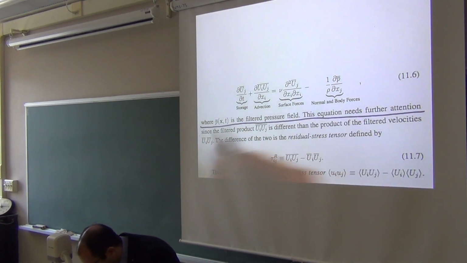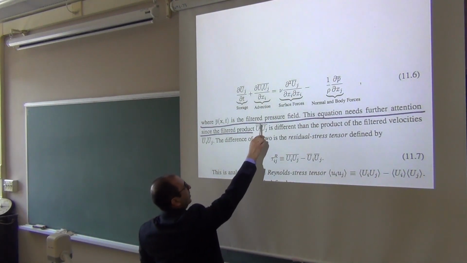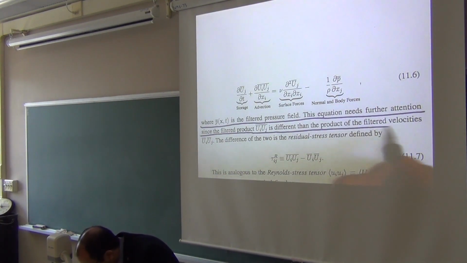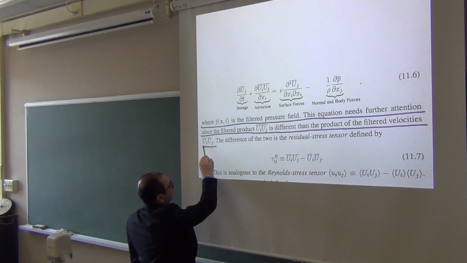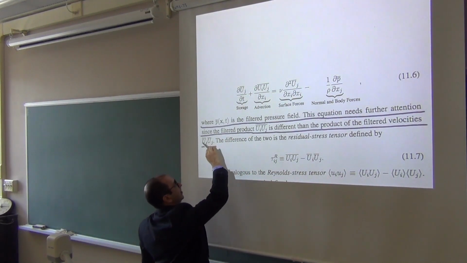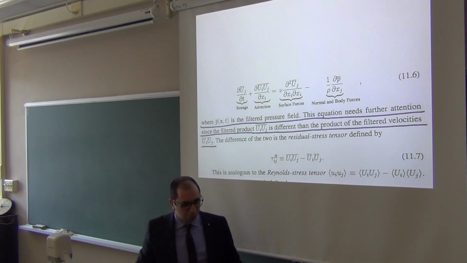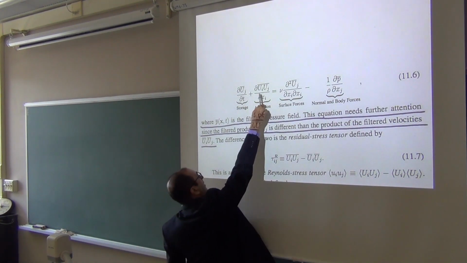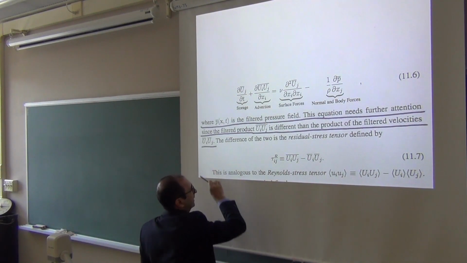This equation needs further attention because the filter of a product is different than the product of the filtered velocities. This is what you want. If in place of that I had this in the equation, it would be easy, right? Because I would have a fully specified transport equation and I could solve it with some numerical technique. But as long as I have this, the job is not done. This is problematic.